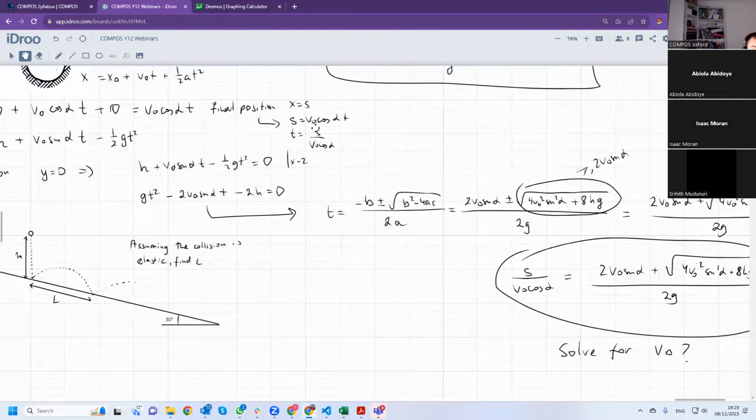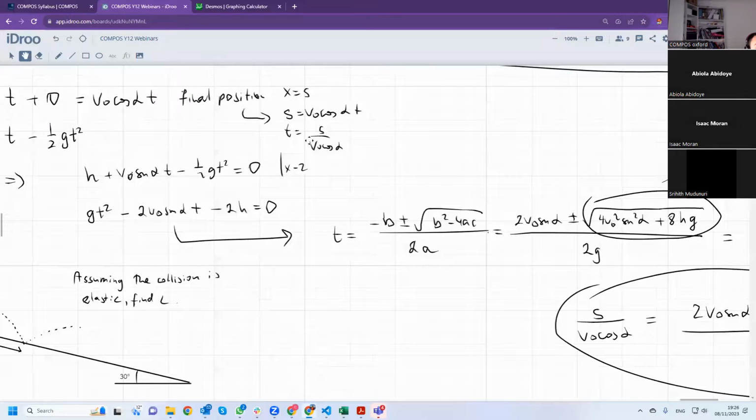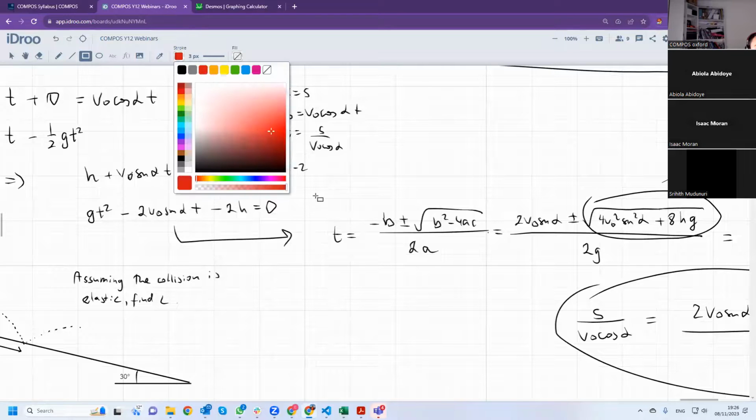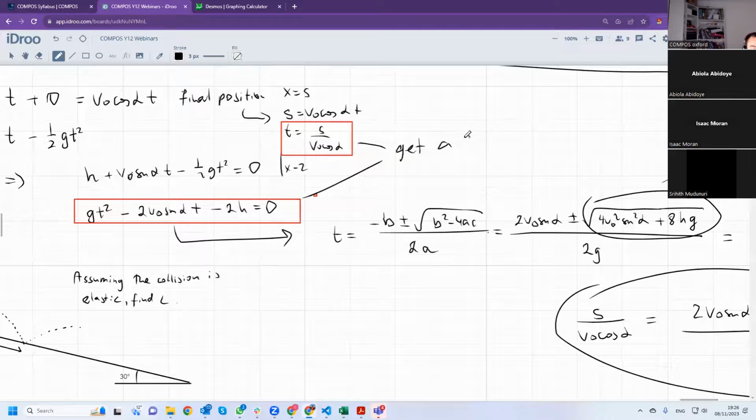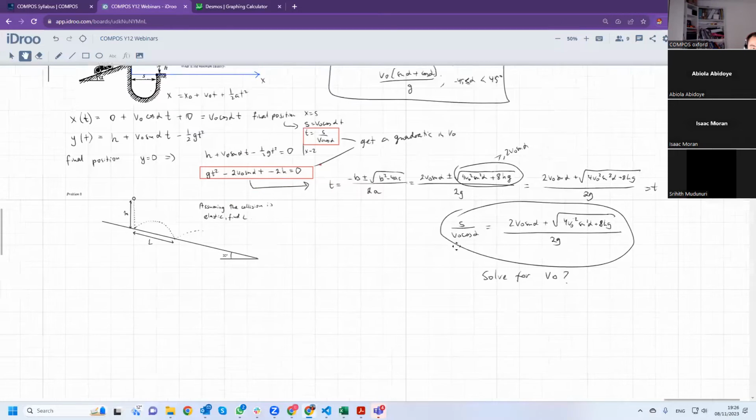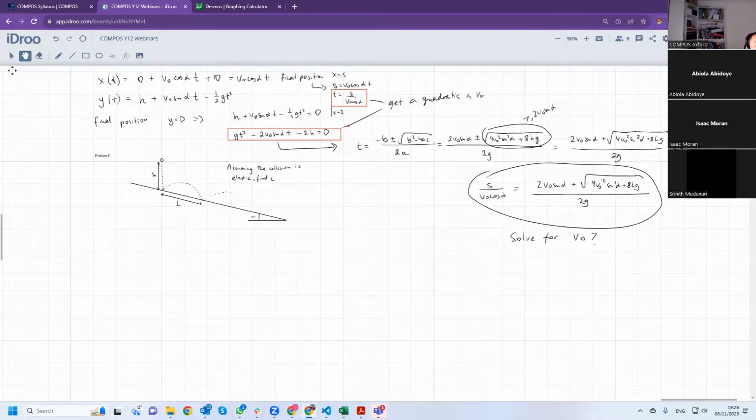I think the better way would be to just plug in t from here, and then you get a quadratic in terms of v0, and that makes life easier. So you take this and you plug it into here, and then you get a quadratic in terms of v0. Take that and then solve for v0. I think that's the way forward. Yeah, I went the wrong way. I don't want to waste time doing it over again.